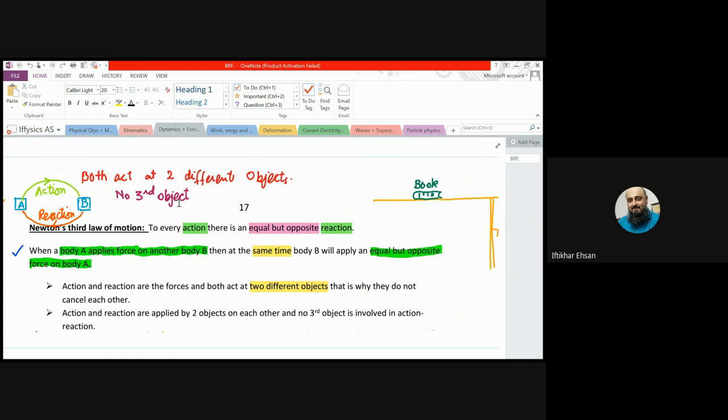Beta, whenever there are two objects applying force on each other, always the smaller object feels greater effect of the force, but both apply equal force on each other. There is an example. Hassan, you will understand it quickly.